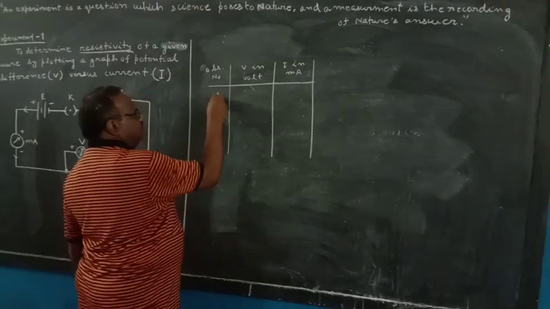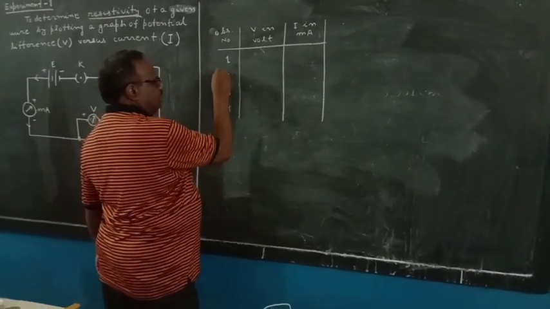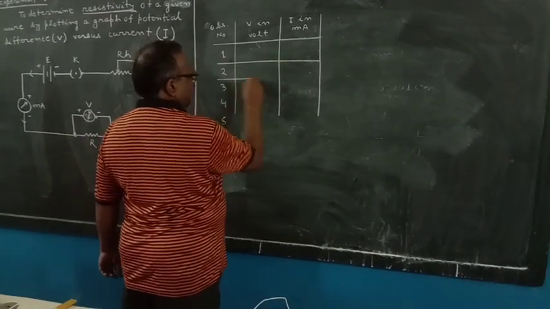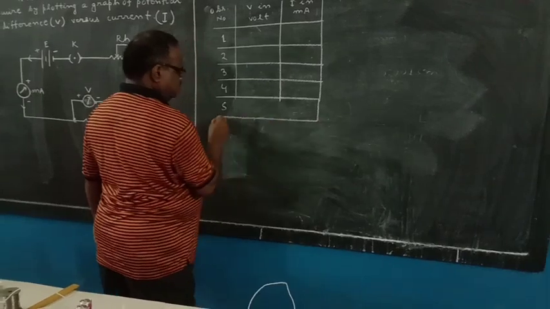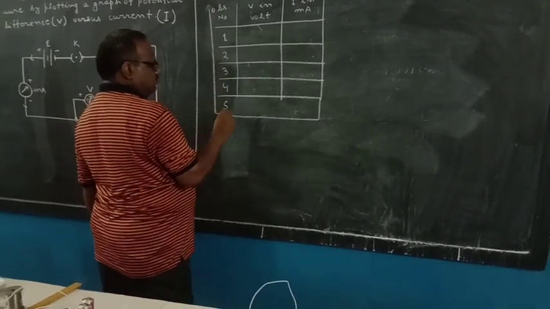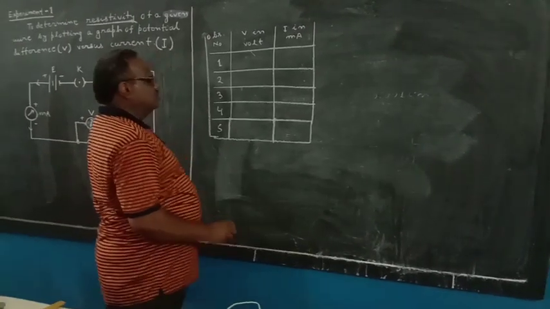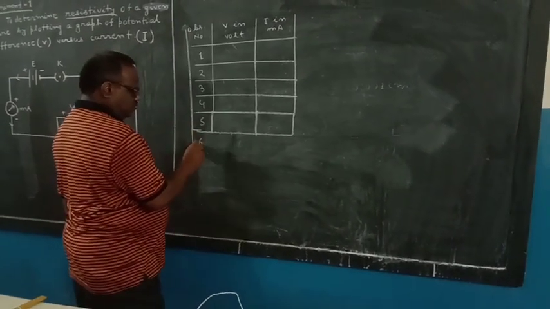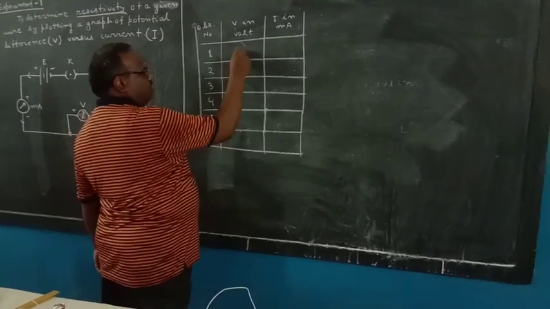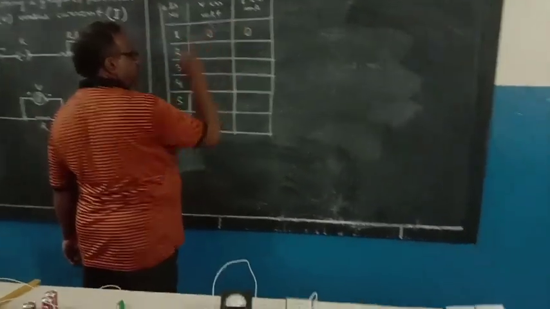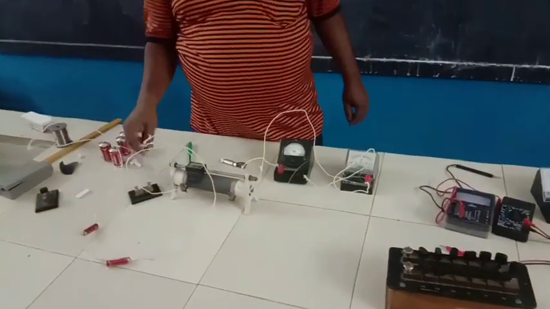So it is 1, 2, 3, 4, 5. Suppose 5 observations are given. Initially it is 0, 0. Let us take another one. Initially 0, 0, when there is no zero error. Now the second one, what do you do? You close the key.